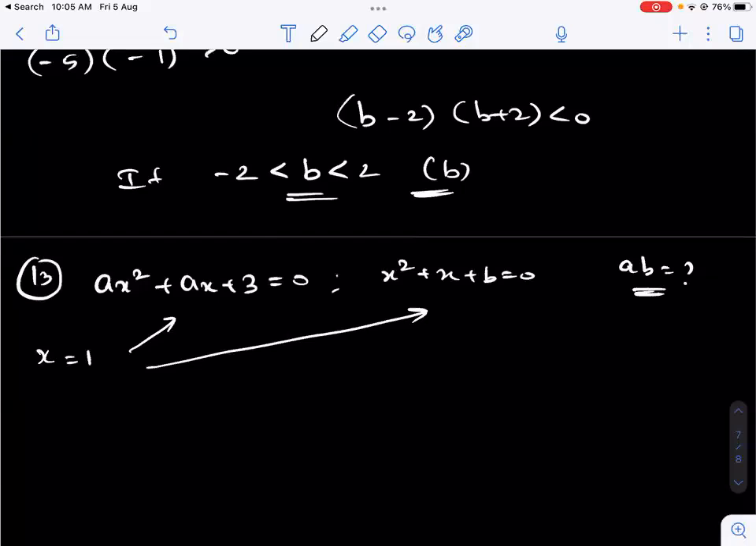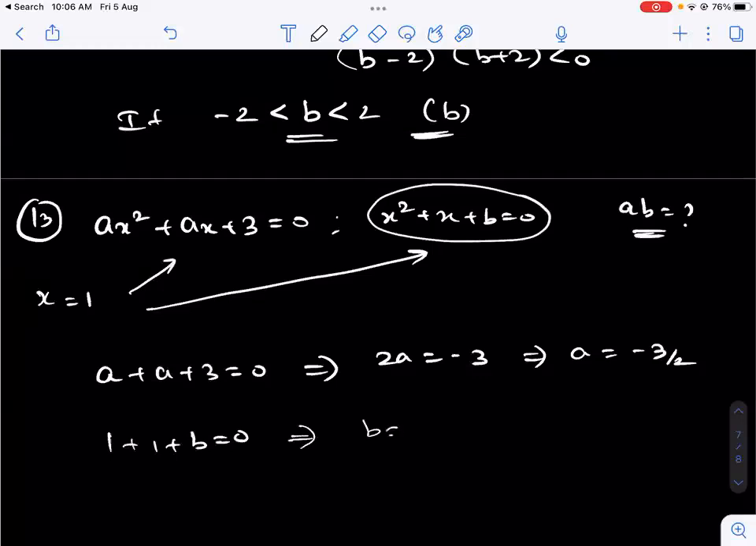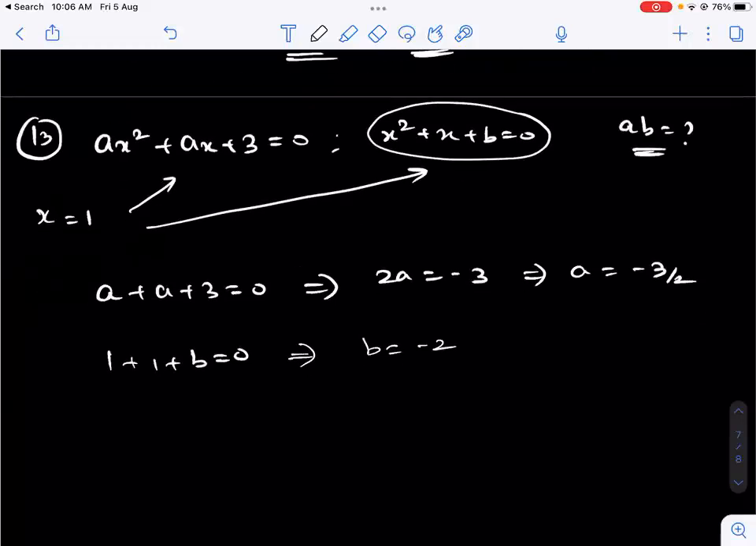So when I substitute x is equal to 1 in the first equation, I'll get a plus a plus 3 is 0, which implies 2a is equal to minus 3, which implies a is equal to minus 3 by 2. In a similar way, if I substitute in this, what will I get? Which implies b is equal to minus 2. So what is a into b? Minus 3 by 2 into minus 2, that is 6. So option C is the right answer.